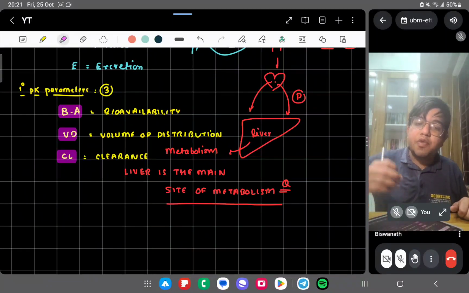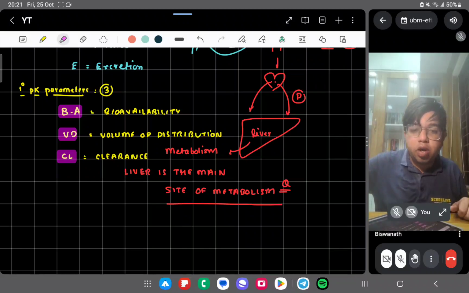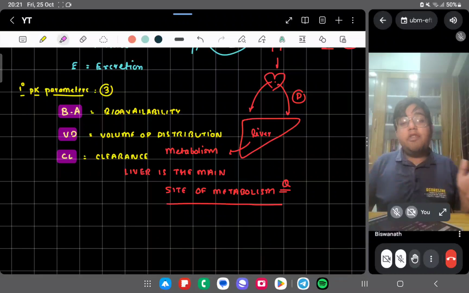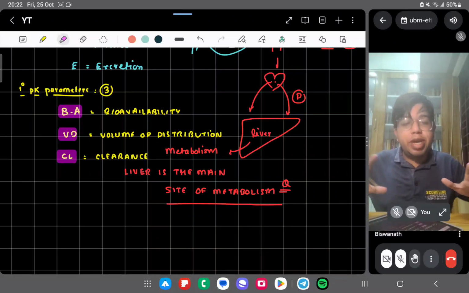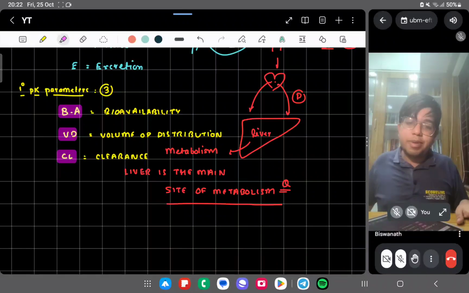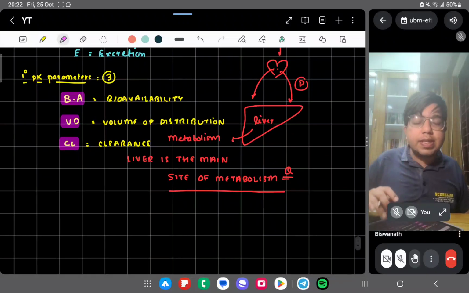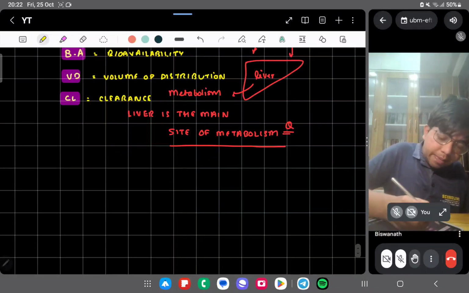After metabolism, whatever drug is available for use in the body is called the bioavailability. Volume of distribution is the apparent volume of what is being absorbed. Okay, well, it is a big concept, so I'm not going into much detail. Clearance is basically how much of the drug is cleared off. So these three are the primary pharmacokinetic parameters.